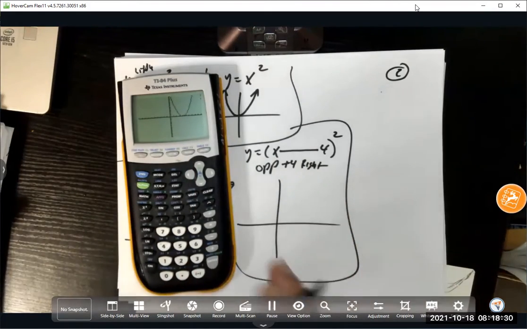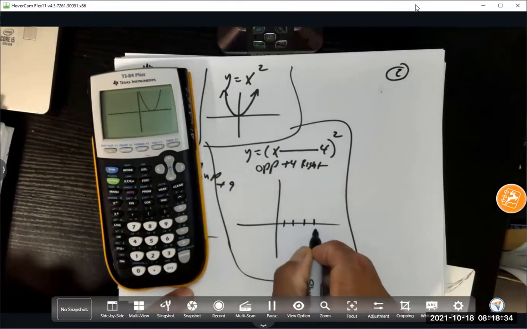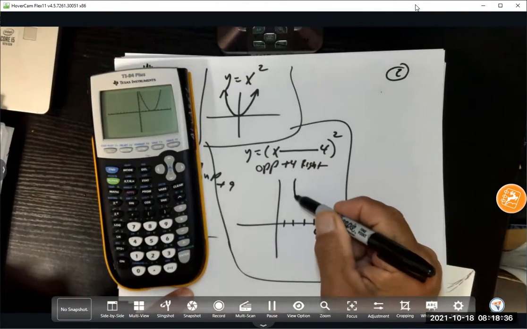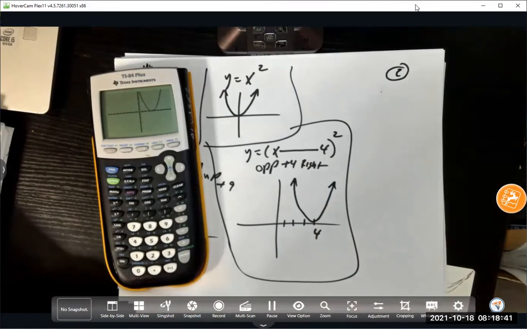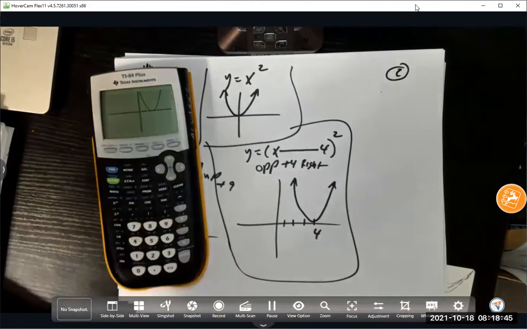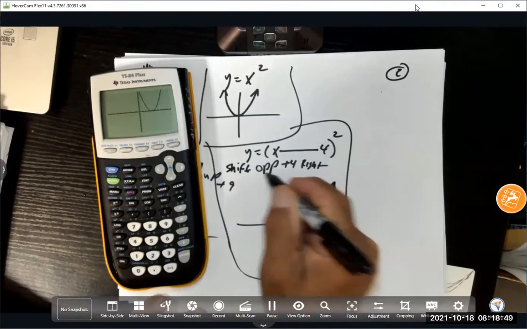What did it do? It went 1, 2, 3, 4 spaces to the right, and it did the graph over here somewhere. Yes or no? Y'all get a graph like that? Tell me yes or no. Yes. Yeah. So it's a shift, and it does the opposite of what you think it does.